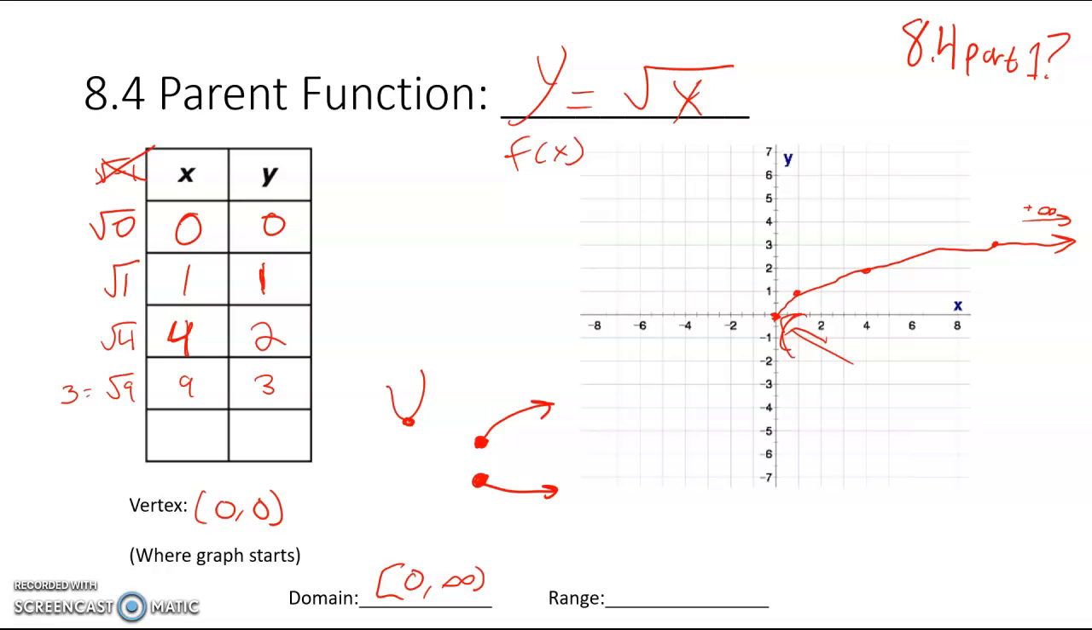Range is dealing with the y, so I'm thinking about going up this time. I start at the y value of 0, so I plug it in with a bracket. And even though it looks like this graph is kind of plateauing off, it's still going to continue up. It's just going up very, very slowly, but it's still going up. So the range is bracket 0 to infinity.